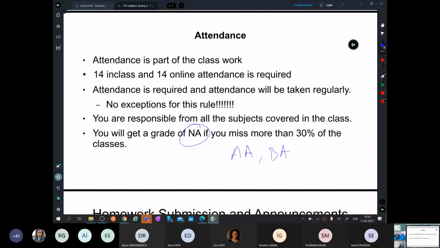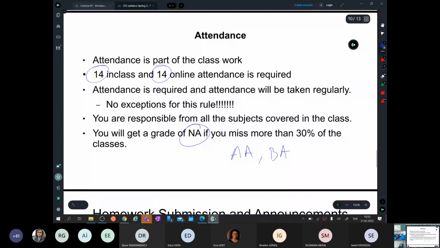So I expect you to attend all the classes actually, but unfortunately I don't have enough space. So this is what I expect. There are 14 lecture weeks in this semester. I'd like you to attend 14 in-class lectures and 14 online lectures. Monday or Tuesday, you choose one of them. And our university rules say that if you miss more than 30% of the classes, you will get an F from any course. So that means that you are supposed to attend 70% of this and 70% of this.